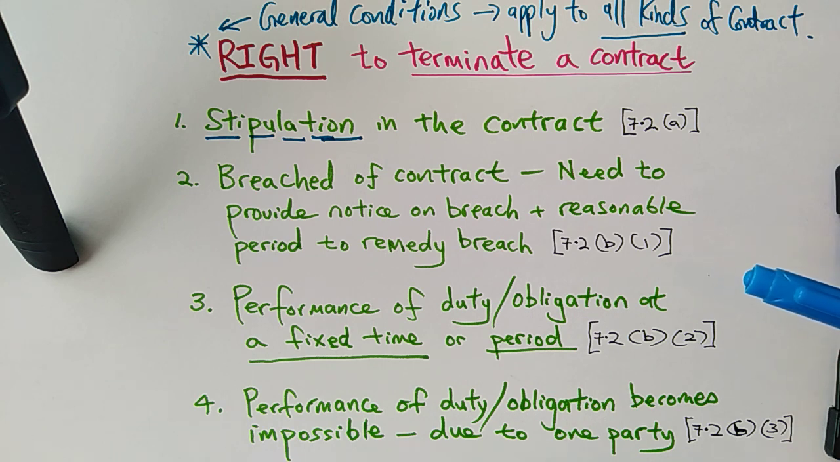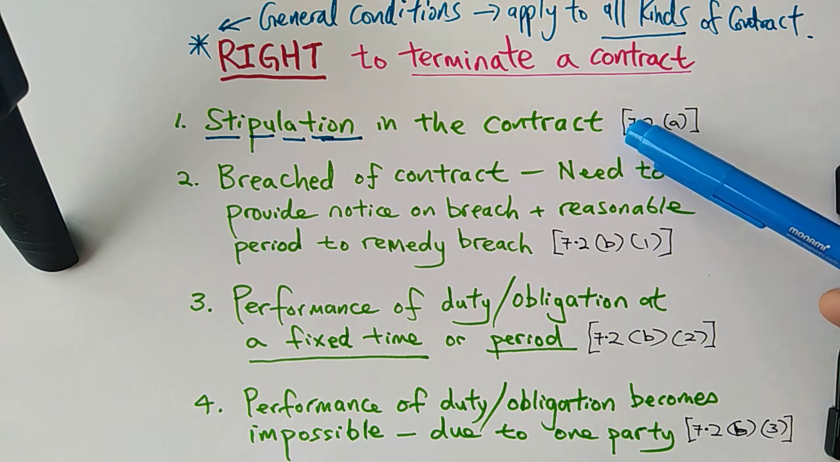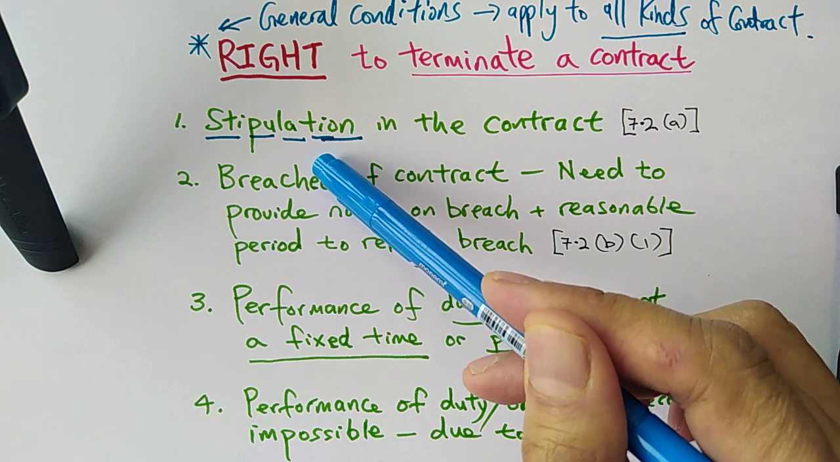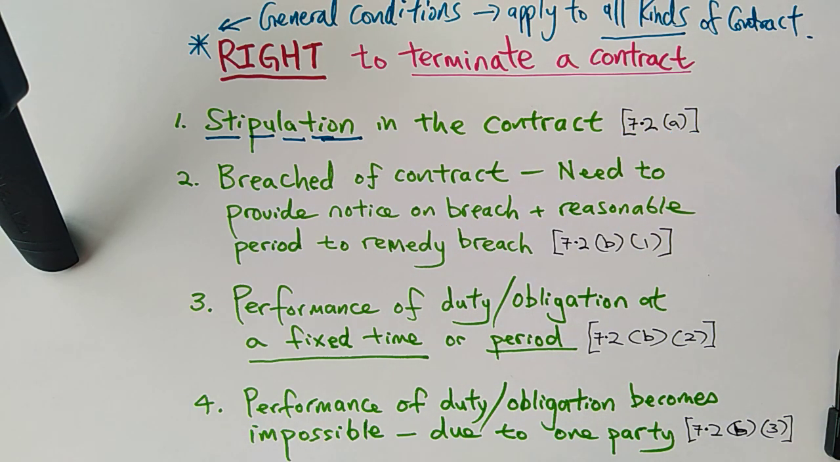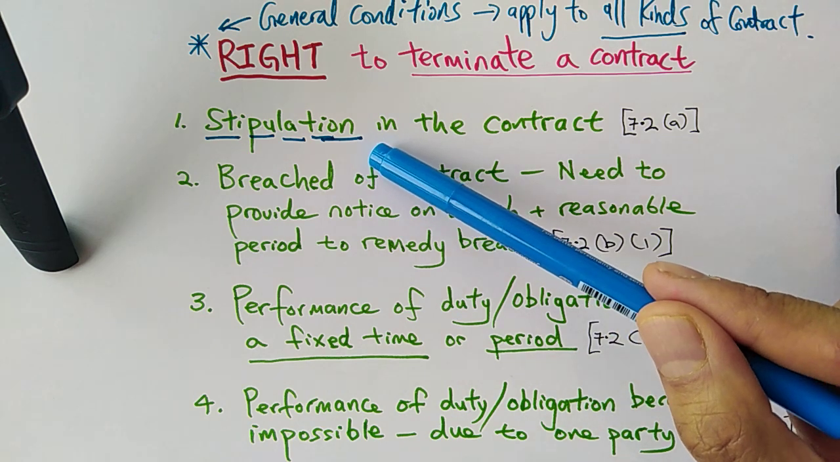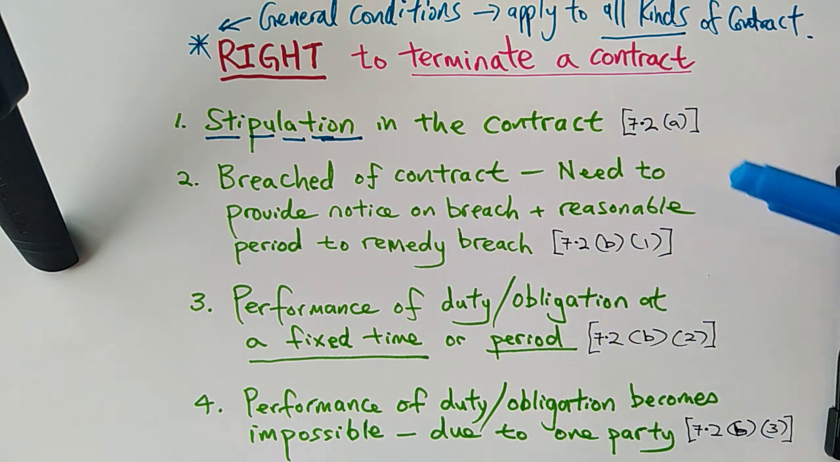The seller agrees and signs to this. The purchaser agrees and signs to this. And then in reality, it actually happened that the seller does not deliver the goods. This creates the right, as stipulated in the contract, for the purchaser to immediately terminate the contract because it's already written in the contract. If the seller does not deliver the goods, the purchaser has the right to terminate. And it really happened, so the purchaser has the right to terminate according to what is stipulated in the contract.